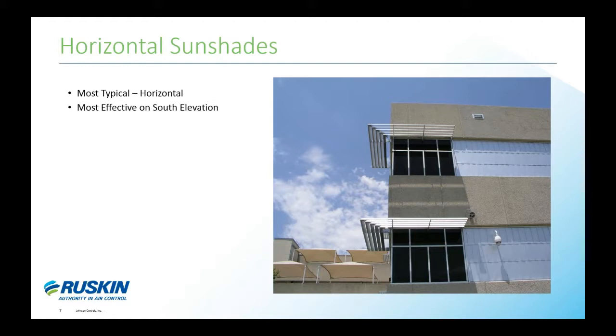Horizontal sunshade systems are the most typical form of shading. They are the most effective on the south elevation of the building. They become less effective on the east and west sides of the building and are pretty much not effective at all on the north side. When placed correctly, they lower solar heat gain while allowing full view from the window. They have more of a function on the south side, less so on the east and west, and on the north side they really are just strictly architectural.